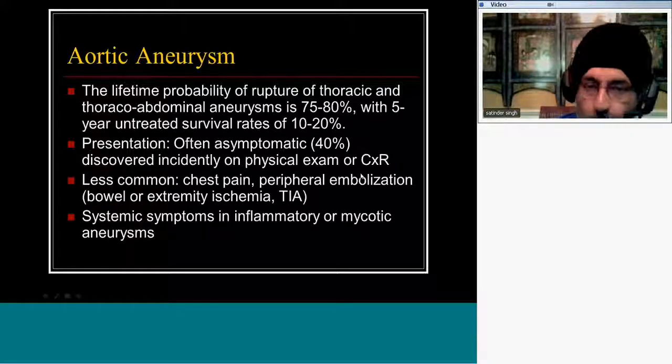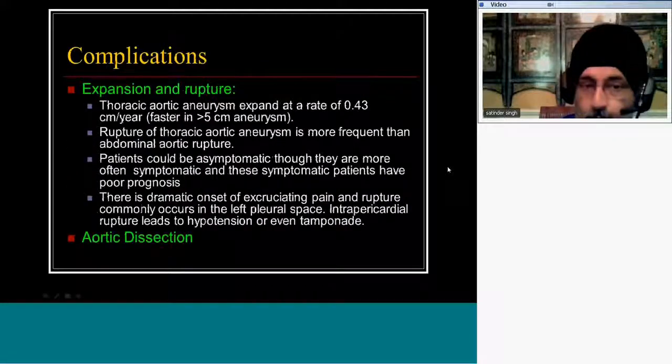Rarely you can find on physical examination there is a bruit, or on radiographs there is a dilatation of the aorta. Less commonly, the patient can present with chest pain, especially if there is a dissection or significant dilatation, or sometimes from peripheral embolization, either from TIA to the brain emboli or bowel or extremity ischemia to the lower extremity. Rarely in mycotic aneurysm, patient may have systemic symptoms of infection, such as any other infection.